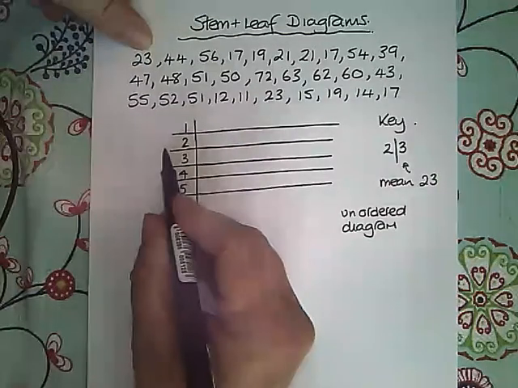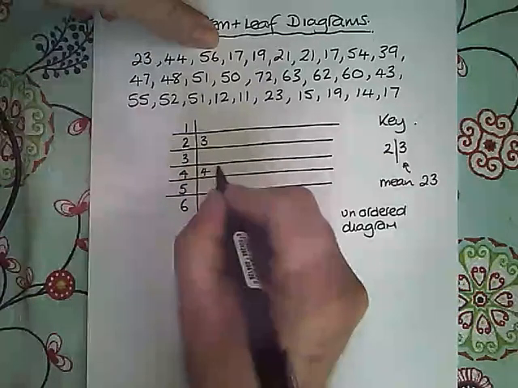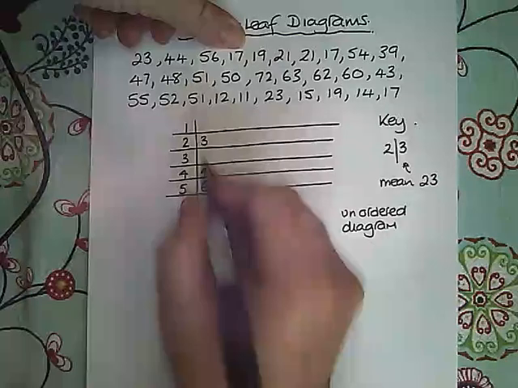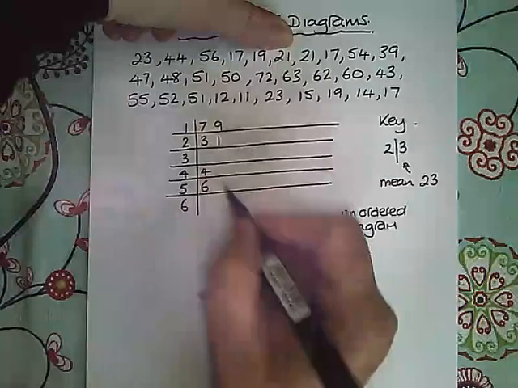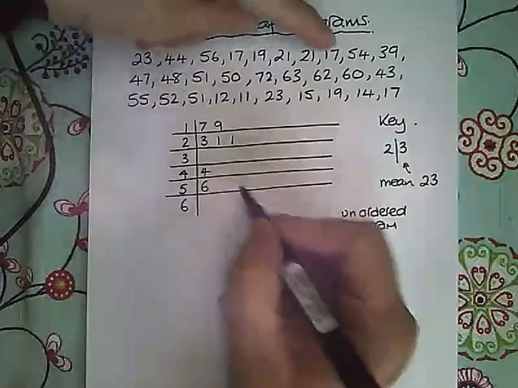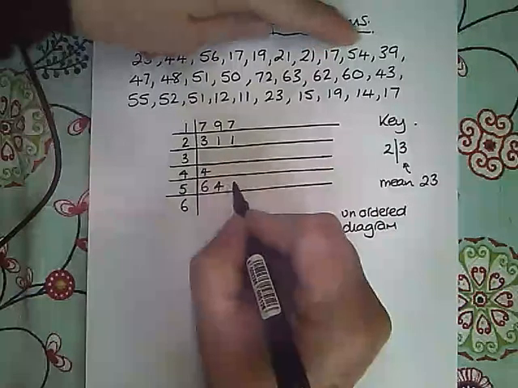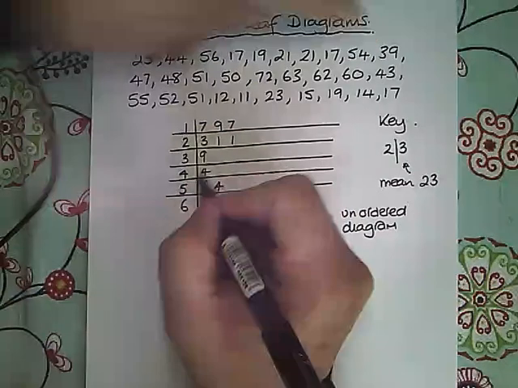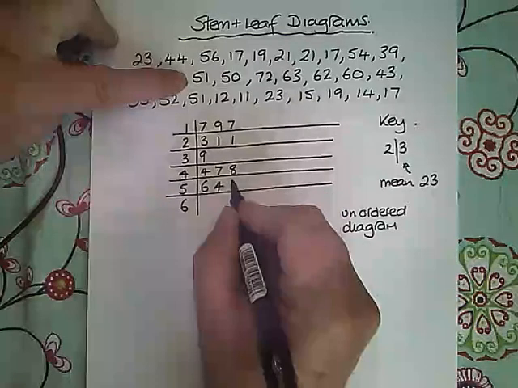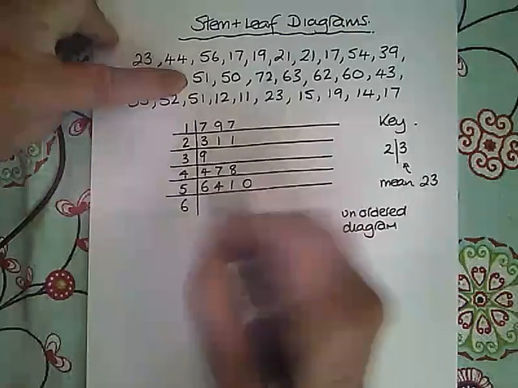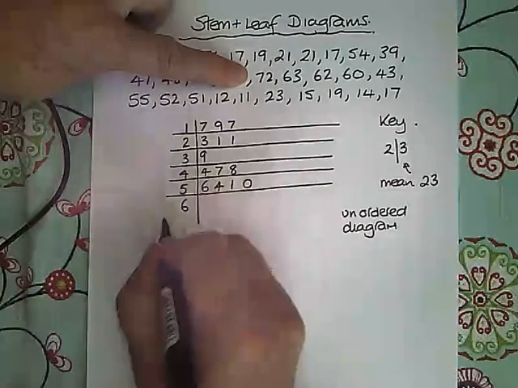So we've got 23, so that goes in here, we put the 3 there, 44, 56, 17, 19, 21, 21, 17, 54, and 39 in the top row. Then we've got 47, 48, 51, 50, which is a 5 and a 0. Oh, I didn't add enough lines on, we've got something in the 70s, so add one on there.